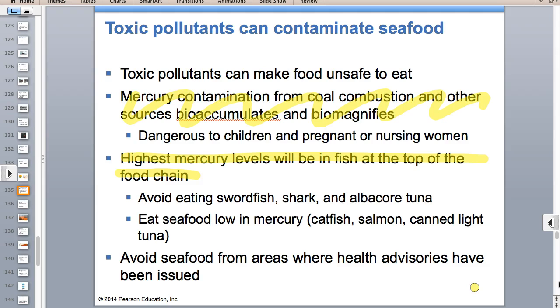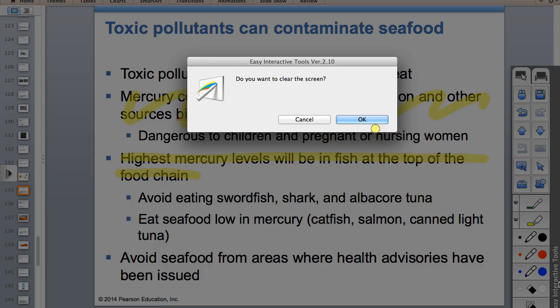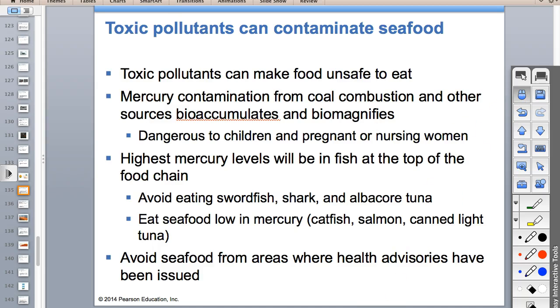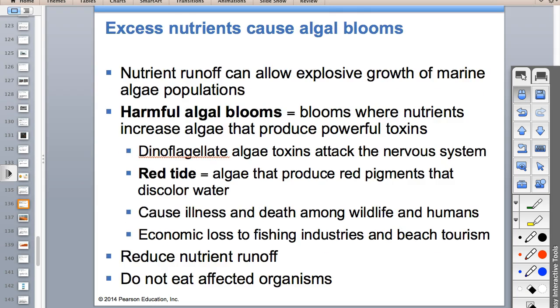Avoid shorefish, shark, and albacore tuna. Albacore tuna is a very large, high trophic level tuna. And you want to eat stuff like catfish, salmon, light tuna, shrimp, and the like. And there are other health advisories. Sometimes you'll have problems with an algae bloom, and that can cause problems.